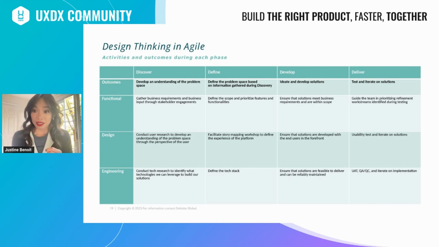Then we get to the last stage, which is deliver. I say last, this is more like a cycle, but when we get to the deliver phase of this release or this sprint or product increment, this is when we test and iterate on solutions. So you have your functional team guiding everyone in prioritizing the refinement work streams identified during testing.